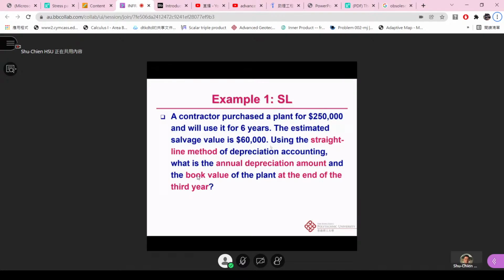So we can go for the first example using the straight line method. The contractor purchased a plant for 250,000 and will use it for 6 years. The estimated salvage value is 60,000. Using the straight line method of depreciation accounting, what is the annual depreciation amount and the book value of the plant at the end of the third year?